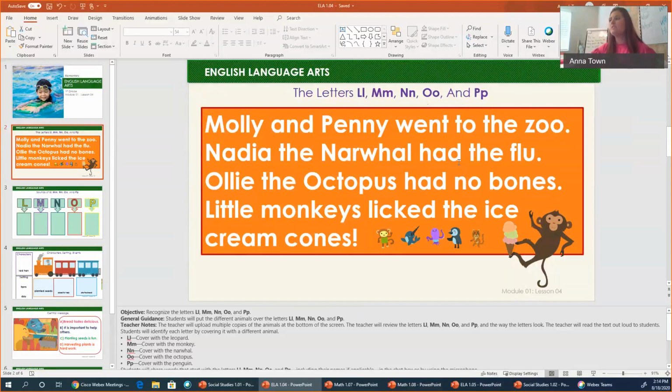I'm going to now read a story that has the letters and sounds up above. L, M, N, O, P. Molly and Penny went to the zoo. Nadia the narwhal had the flu. Ollie the octopus had no bones. Little monkeys licked the ice cream cones.